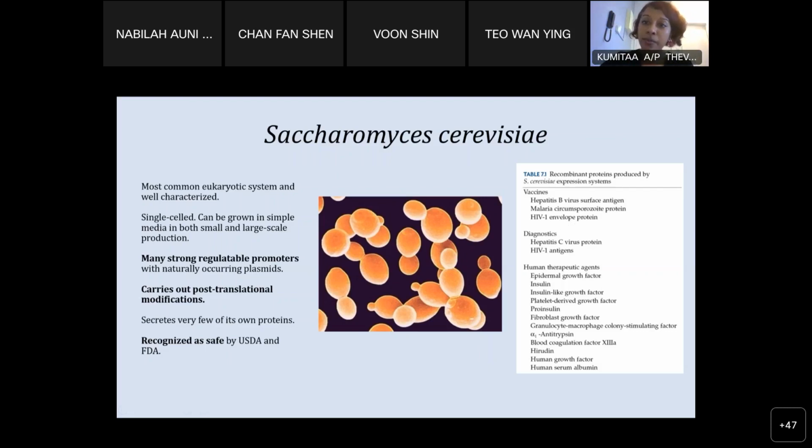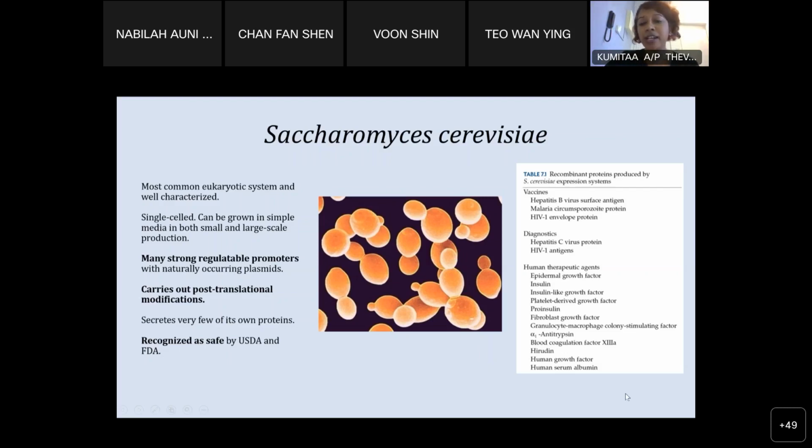Something that's really good about Saccharomyces cerevisiae is that it has a very strong promoter, so it is very easy to regulate the amounts of protein that you want. Something that is definitely an advantage over bacterial systems is that it does carry out post-translational modifications, and it is generally recognized as safe by the USDA and FDA. So as long as it's safe, you know that you can use it to produce other types of proteins.